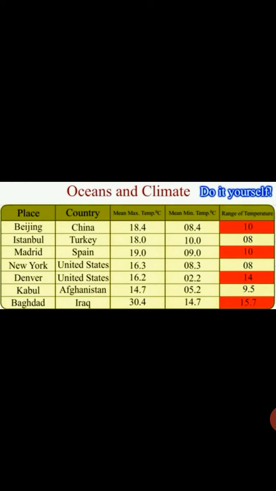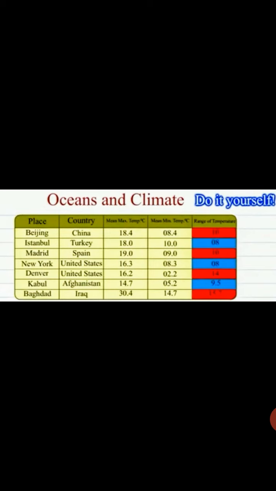Okay, have you done this? Above the range of 10 degrees, color red. Okay, and now color other rows in blue. Other rows in blue color like this, which is below 10 degrees Celsius. Now students, find the location of these places from an atlas. Okay, have you seen the question that has been given below the table?